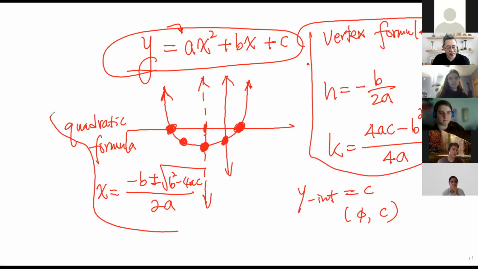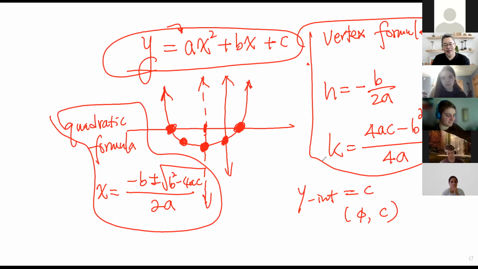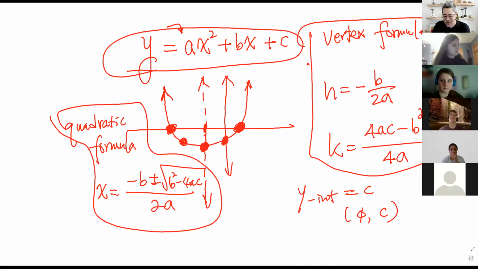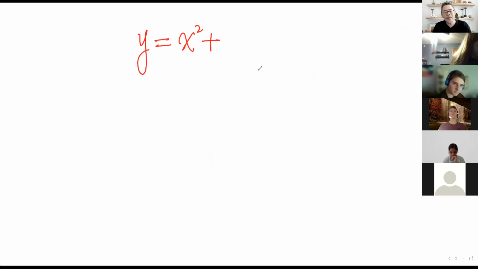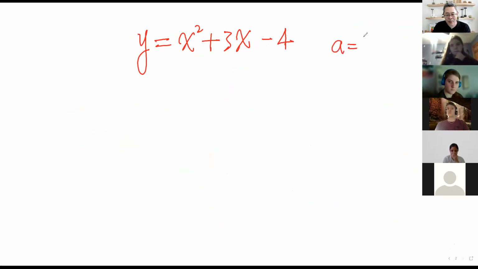Okay, so we need the vertex formula to find the vertex. We need the quadratic formula to find the x-intercept. And the y-intercept is setting x to 0, so we just get our c. Knowing that, we can graph. So let's see how we do that. Let's do a pretty simple one. y is x squared plus 3x minus 4. Now we know that our a is 1, which is positive, so it's going to be like this.